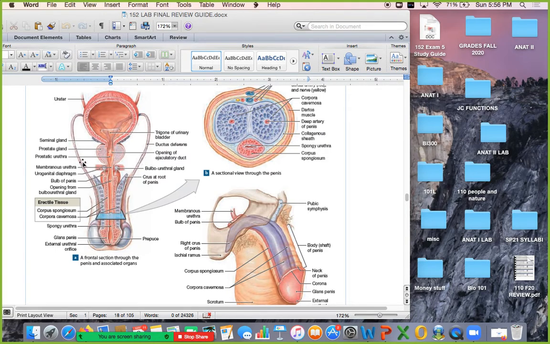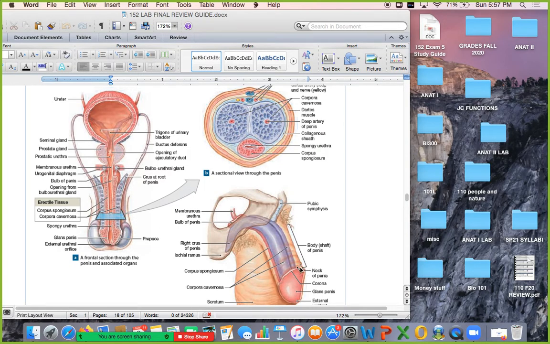The vas deferens goes up through the inguinal canal, up over the back of the bladder, and down into the urethra, where it's going to be met by fluids from the prostate gland, as well as fluids from the seminal vesicles and the bulbourethral gland. All of that's going to enter into this spongy urethra, and we're going to exit out through the external urethral orifice, which is at the tip, or the glans penis. The corona of the glans penis is going to be this region here.